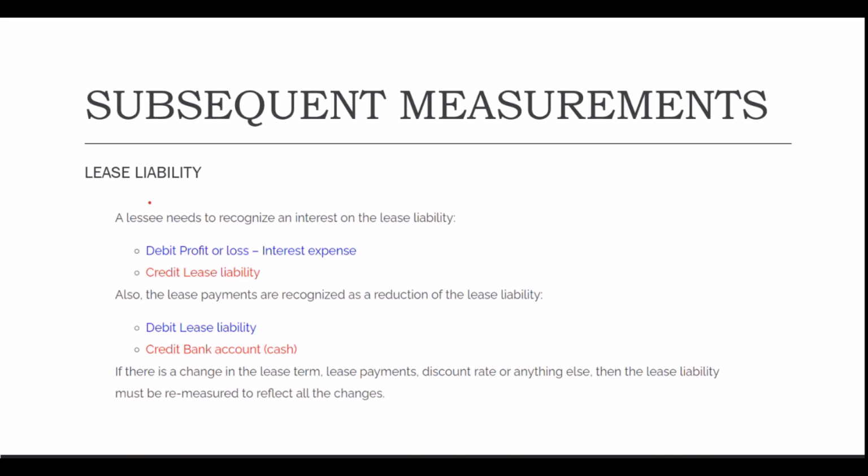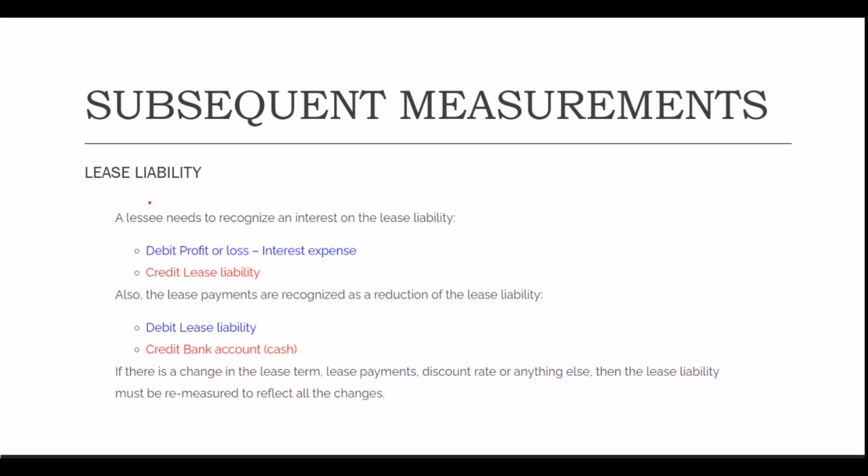What is the journal entry for interest expense? Debit interest expense, credit what? Interest liability. So you will see that as you are recognizing your interest, your liability is going up. The liability is going up, but then you pay, right? You have to pay the lessor. So when you pay the lessor, then your liability reduces. Does everyone understand this?